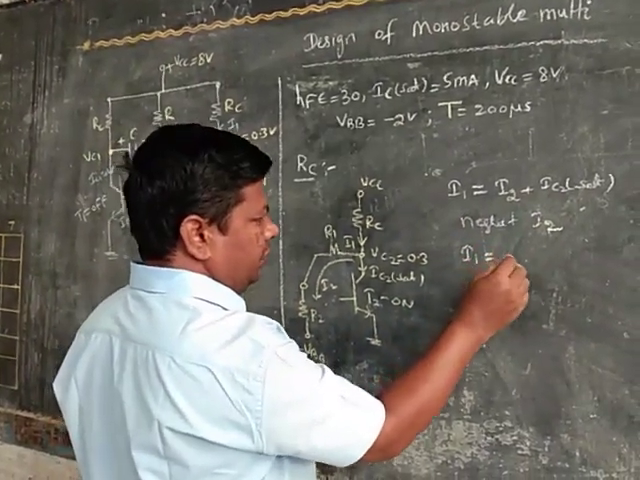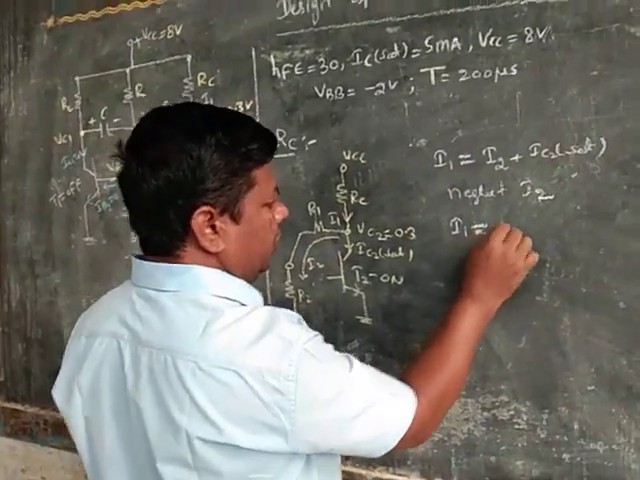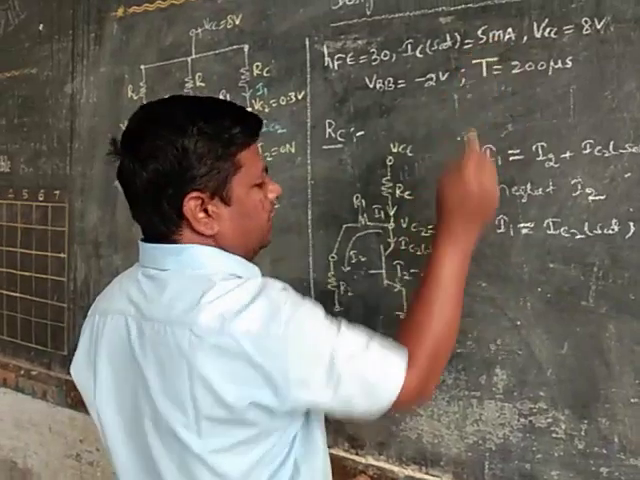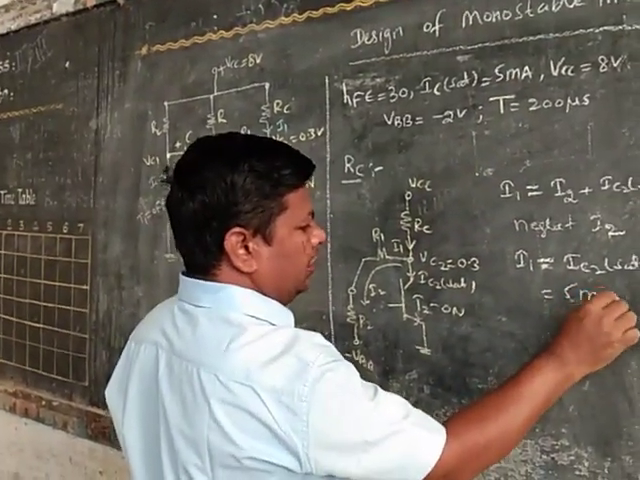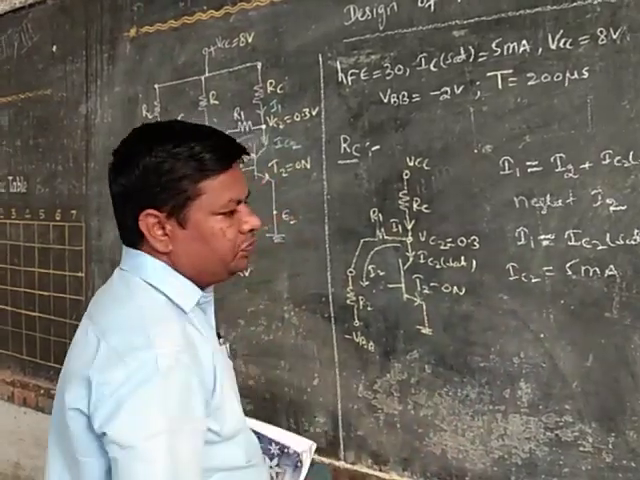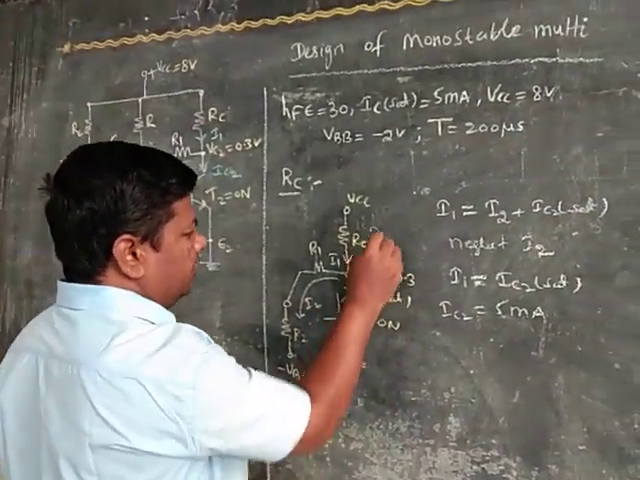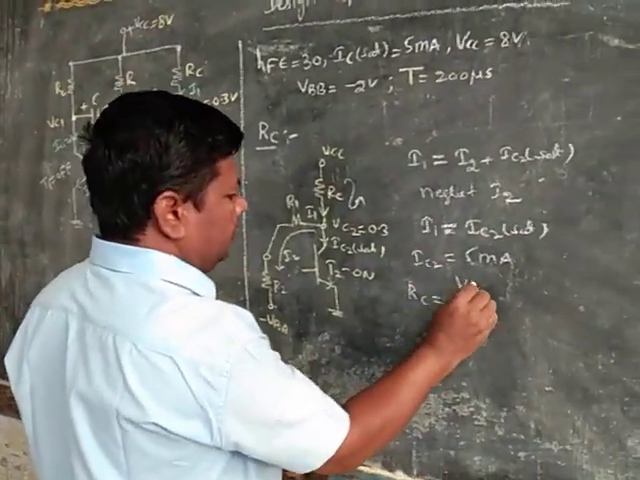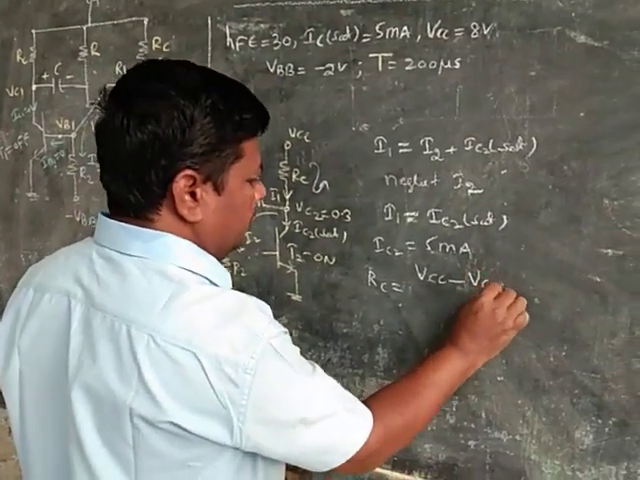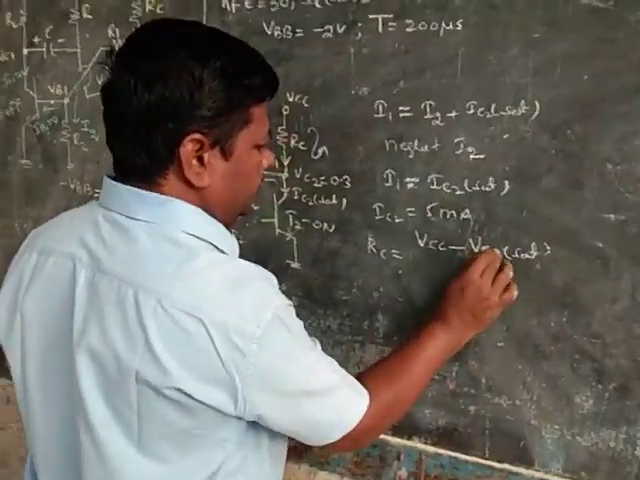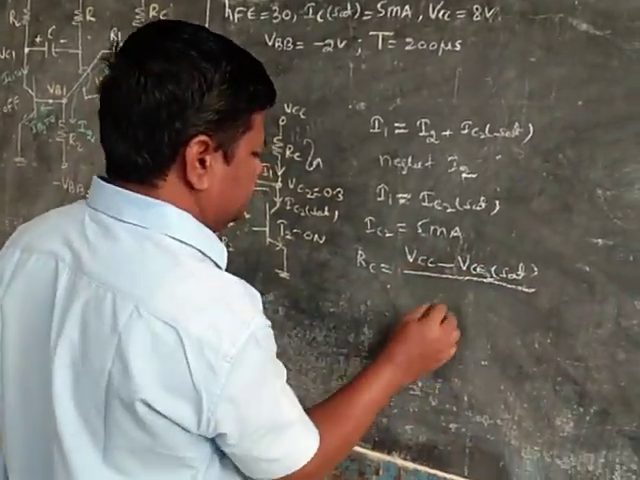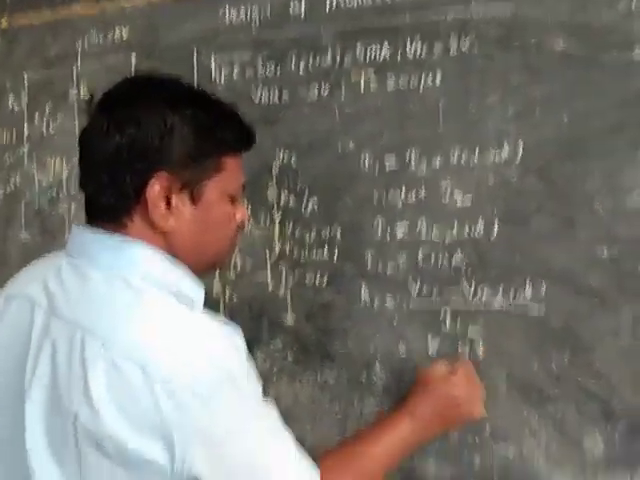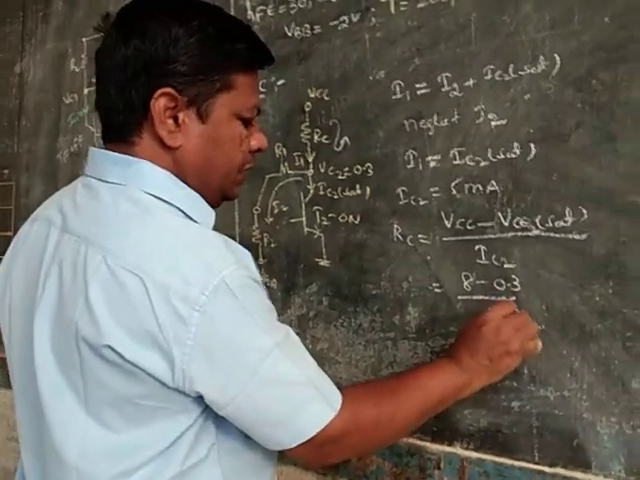Now I1 is approximately equal to IC2 saturation. The saturation current is already given, equal to 5 milliamperes. Once you know the current, apply KVL to this outer loop. Then RC is equal to VCC minus VCE saturation divided by IC. That is equal to 8 minus 0.3 divided by 5 milliamperes.